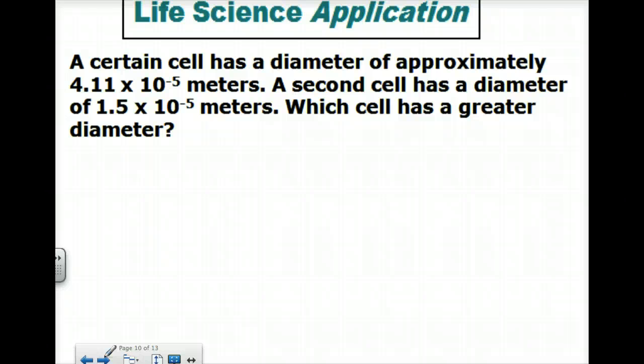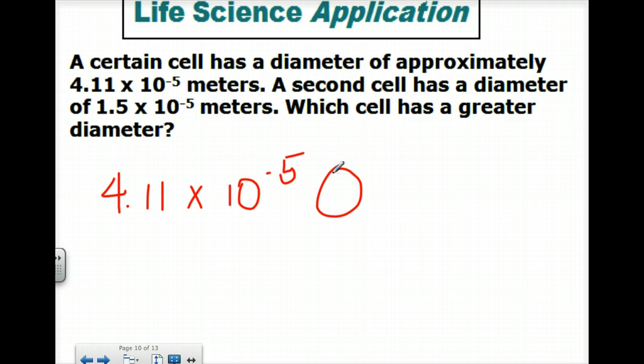Okay, we have a certain cell that has a diameter of approximately 4.11 times 10 to the negative 5th meters. A second cell has a diameter of 1 5/10 times 10 to the negative 5th meters. Which cell has a greater diameter? Well, what's great about this question? Both of the powers are exactly the same. They both have times 10 to the negative 5th power.